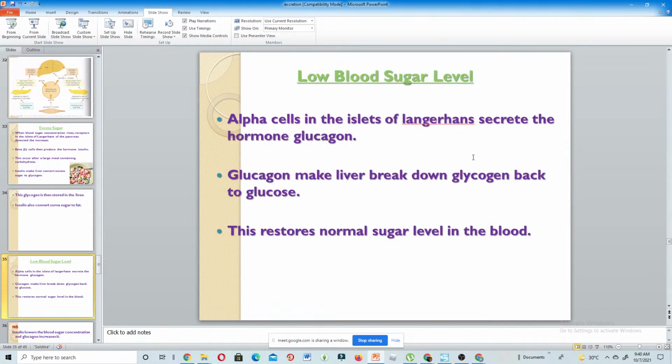Right, so let's look at what the notes are saying. The same thing I would have just explained. Low blood sugar level, that is whenever the glucose level falls. They are saying that the alpha cell in the islet of Langerhans will secrete the hormone called glucagon. Glucagon makes the liver break down the glycogen back to glucose. And now this will restore normal sugar level in the blood.